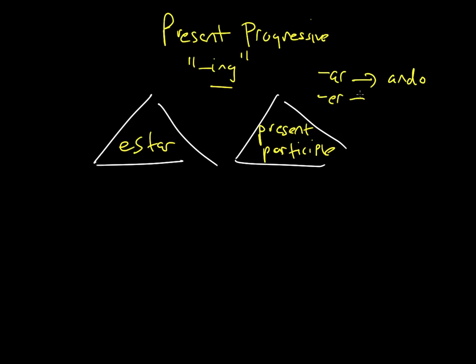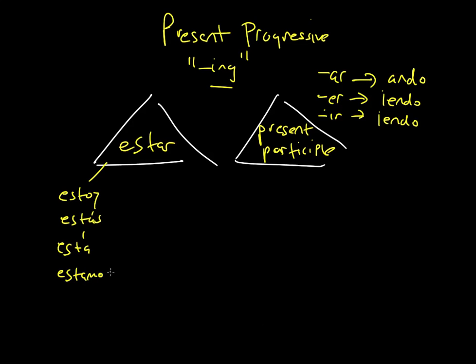If it's an ER, we take off the ER and we add IENDO. And if it's an IR, we add IENDO as well. Okay? And remember that the verb estar in Spanish is conjugated in the present tense as estoy, estás, está, estamos, and están.